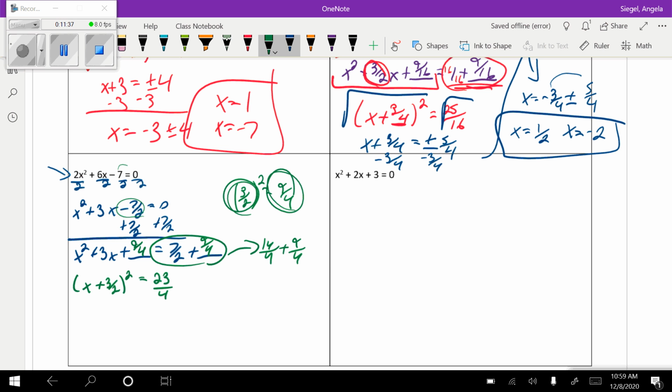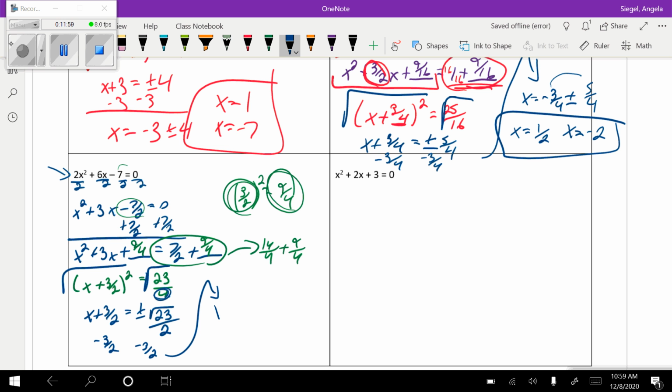So now I'm going to take the square root of both sides. So this one is a little different because it's not nice numbers. I get x plus 3/2 equals plus or minus the square root of 23 over 2. So notice I can take the square root of that 4. So I'm going to subtract 3/2 from both sides.